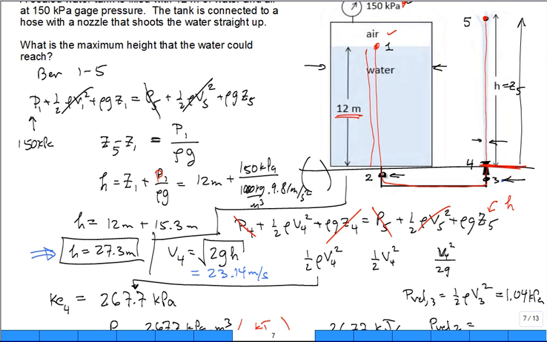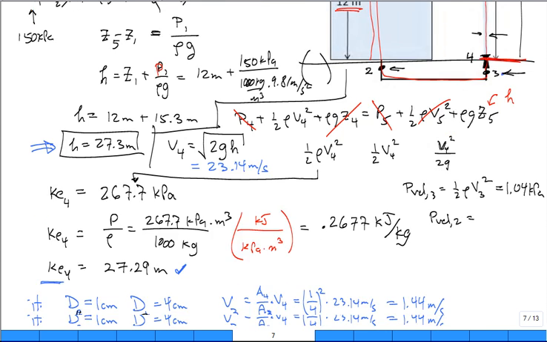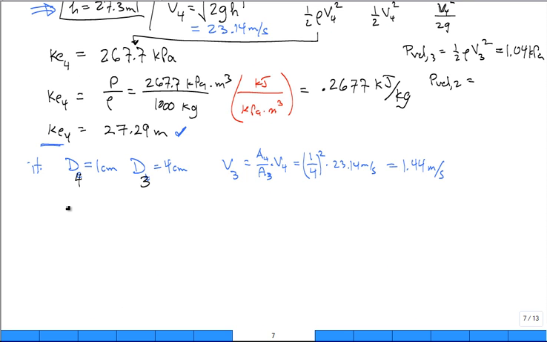Bernoulli's. That's exactly right. I'm running out of room. Sorry, I'm going to have to scoot down and just make do. So if you wanted to calculate the pressure at 3, the static pressure at 3 plus the velocity pressure at 3 is equal to the static pressure at 4 plus the velocity pressure at 4. The static pressure at 4 was 0 gauge. The velocity pressure at 3 is a whopping 1.04 kPa. The velocity pressure at 4, though, was quite high.